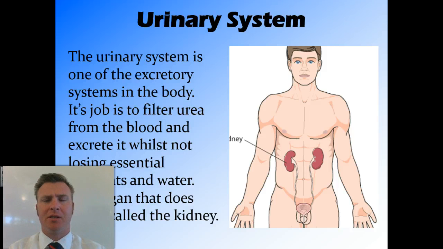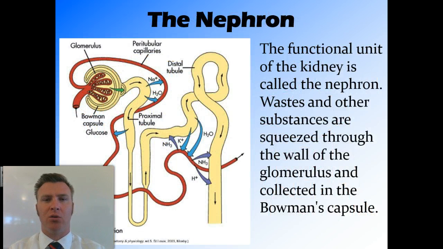The urinary system is the system that produces the urine. It consists of the kidneys, which are joined to the bladder by the ureter, and then a tube called the urethra, which takes that urine out of the body. The job of the urinary system is to filter the blood and remove the nitrogenous wastes as well as excess water. And the organ that does this filtering is the kidney, and in particular, it's a part of the kidney called the nephron.